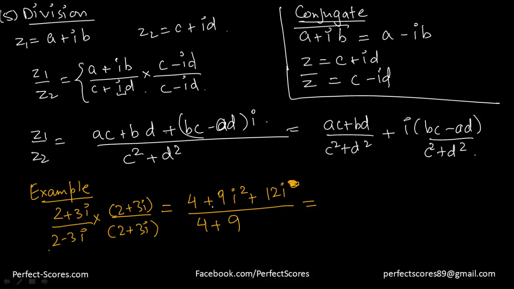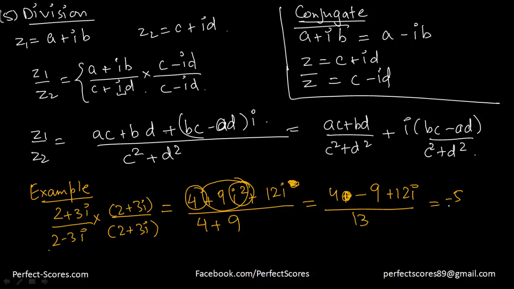So the numerator is going to have 4, and this over here is going to become negative 9 because of the i square. So negative 9 plus 12 times i divided by 13, and then your value is going to be equal to negative 5 by 13 plus 12i by 13. So this is a simple example of a division of complex numbers. I suppose you're understanding what actually happens when you divide by a complex number.